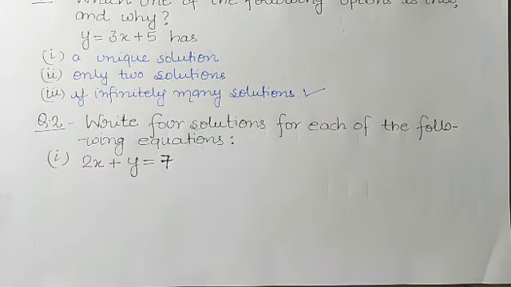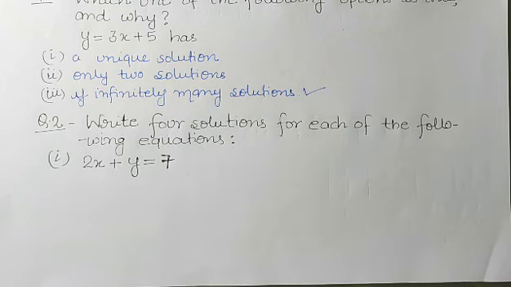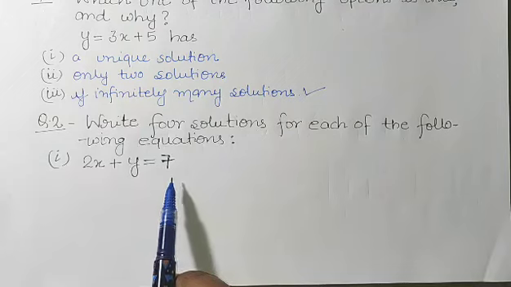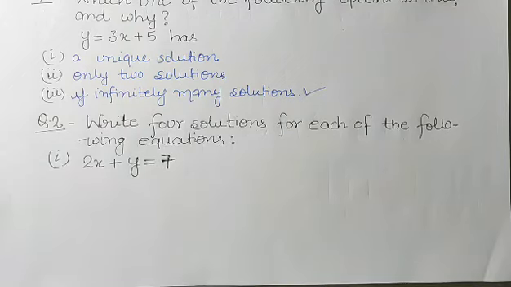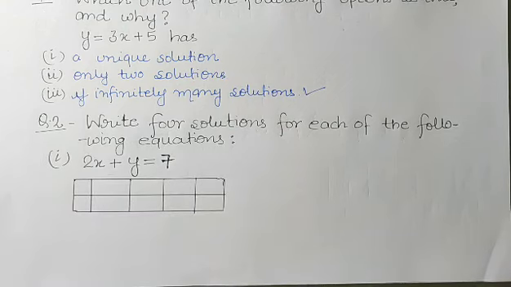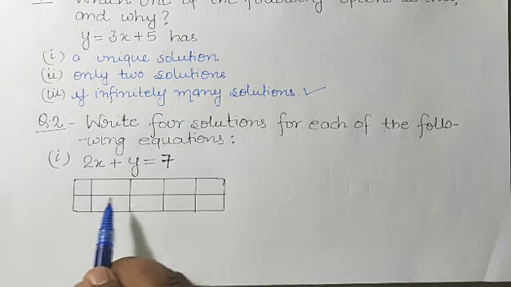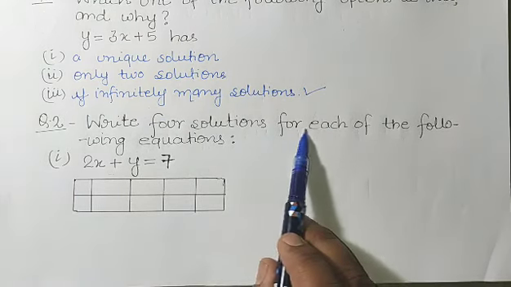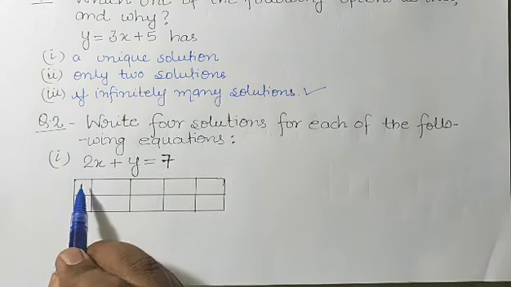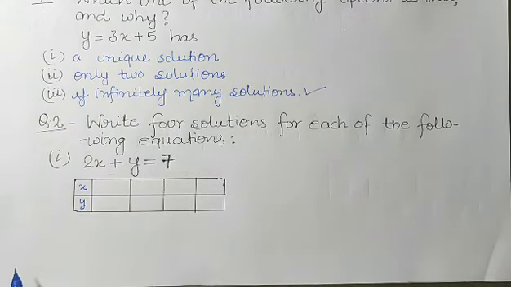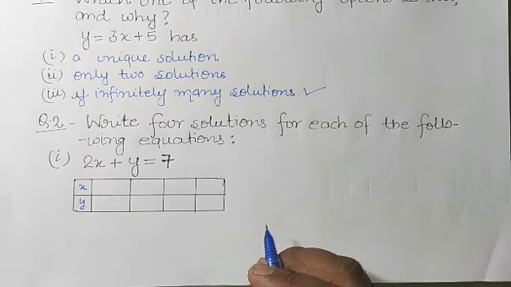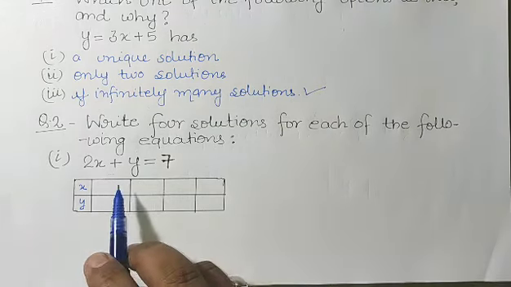The next question is, write 4 solutions for each of the following. So see, students, the first part is 2x plus y is equal to 7. Firstly, we will make a table for the solutions for x and y. Since we have to find 4 solutions, here we will write x and here we will write y. And now I'm going to find the solution. How will we find the solution, students?